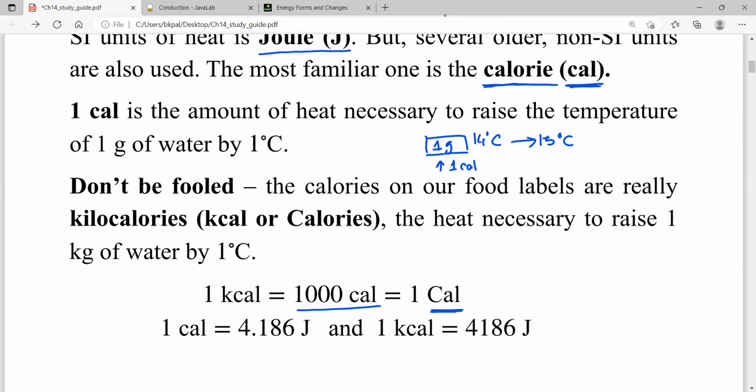Now, how are they connected to the joule? 1 calorie is equal to 4.186 joules, or 1 kilocalorie is 4186 joules. It is important to know because the joule is the standard international unit and the calorie is just a common unit when we deal with heat.